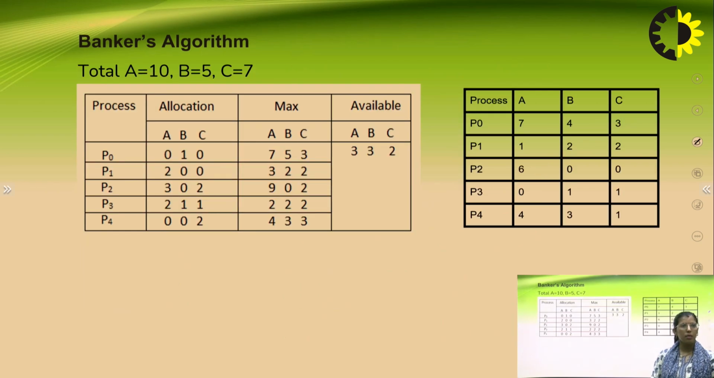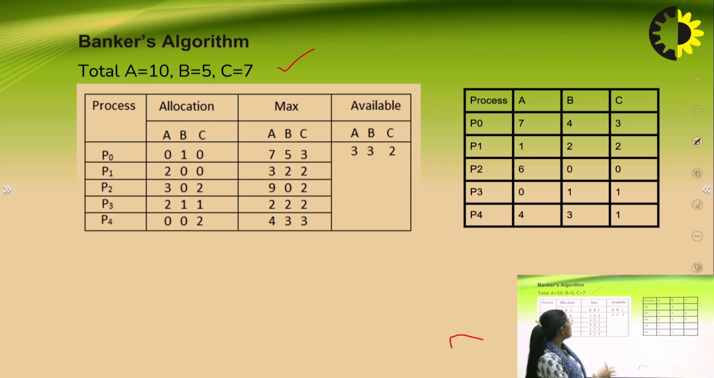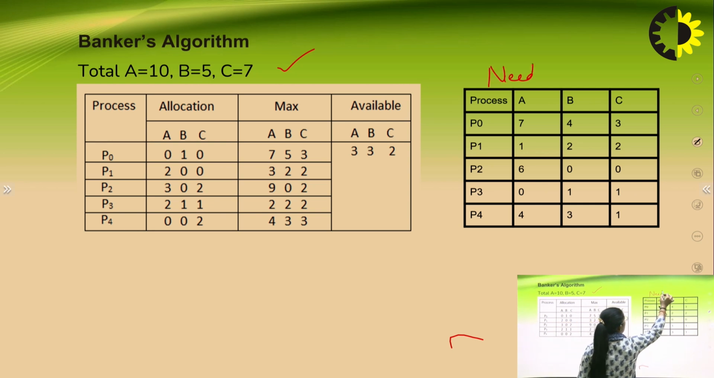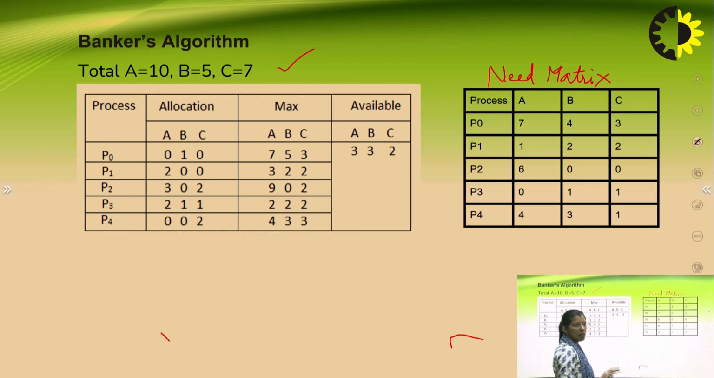Moving on to the next step, here need matrix is already there, which we already calculated in the previous slide. This is showing the total number of resources of each type. Let's start with the safety algorithm. After allocating these many resources to all these processes, is the system in a safe state or not, and can we continue our allocation or not. So let's start here. Firstly, this is the need matrix, which is the first step of the question.